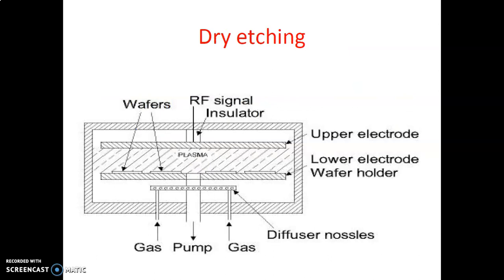So this is the last part about dry etching. Actually this is a part of the micro machining process. We will discuss a new machining process in the next lecture.